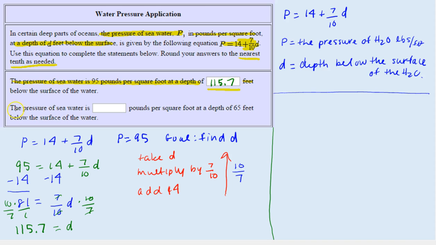Here they say the pressure of the seawater is blank pounds per square foot, so that's what we're looking for, the pressure, P, at a depth of 65 feet below the surface of the water. So we'll start with our equation. P equals 14 plus 7/10 d. And we know we're solving for P, and we are given a d value of 65. So we know depth of 65 feet. If you forgot, you can look up here. d represents depth below the surface.